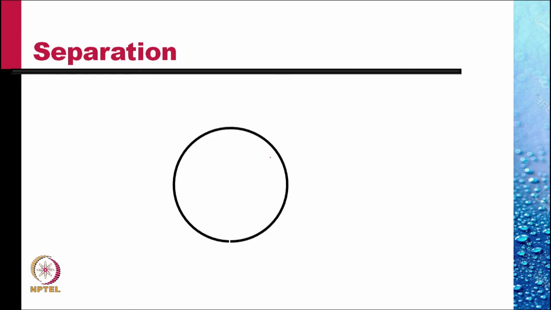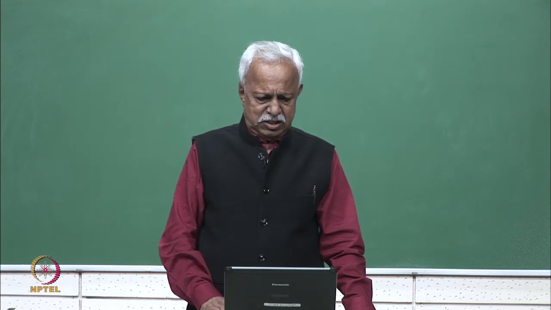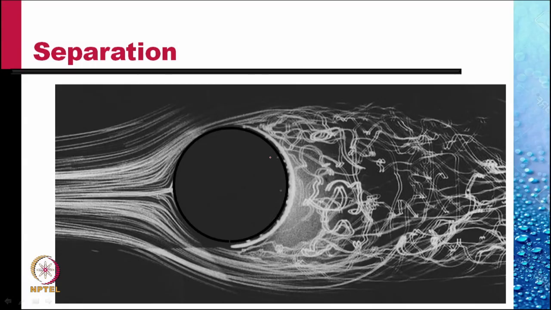Separation occurs wherever there is an adverse pressure gradient. If we have a cylinder and a flow past this, there is separation here, because if the flow was inviscid, the pressure would have been increasing after that. And so the separation takes place a little before the shoulder points.